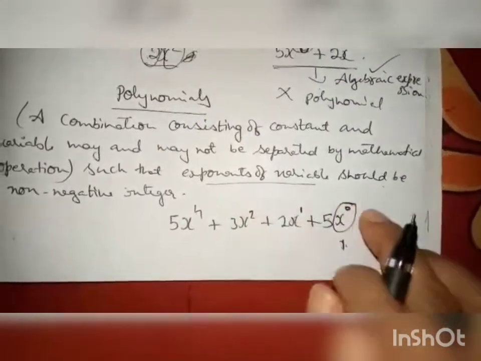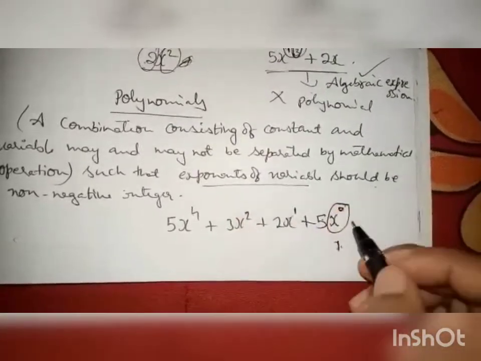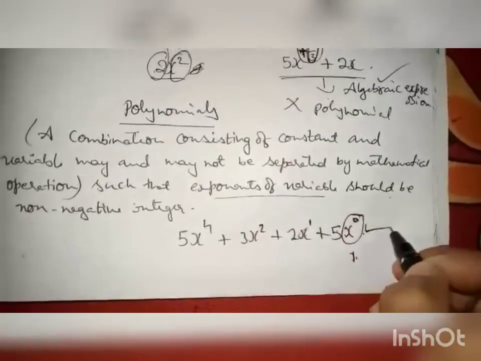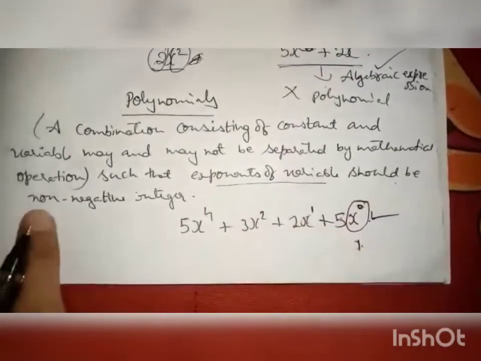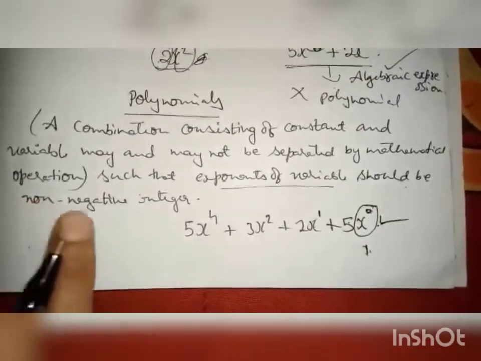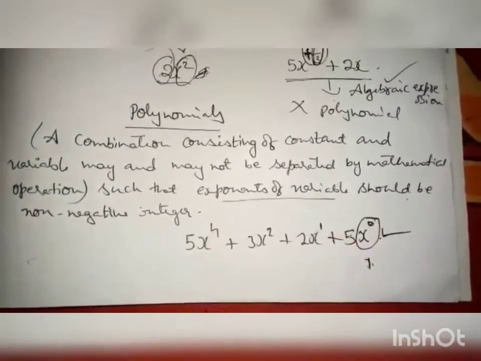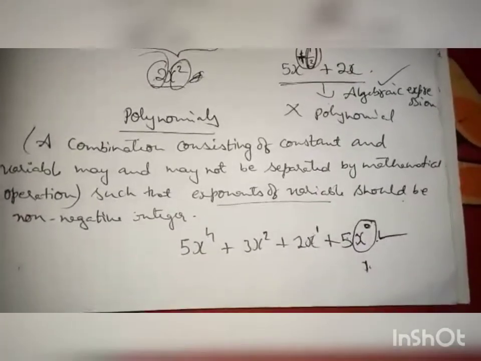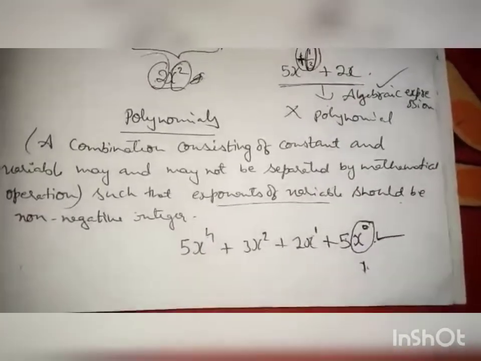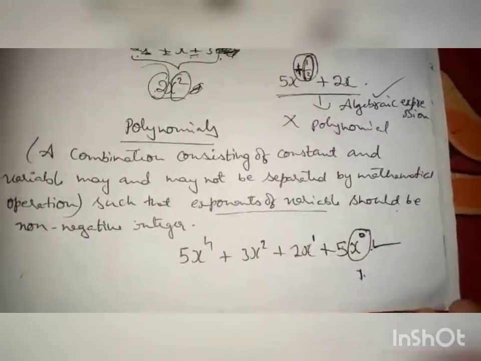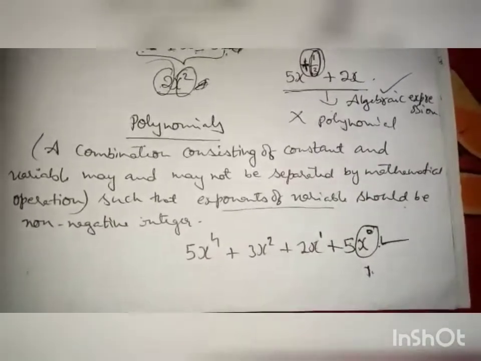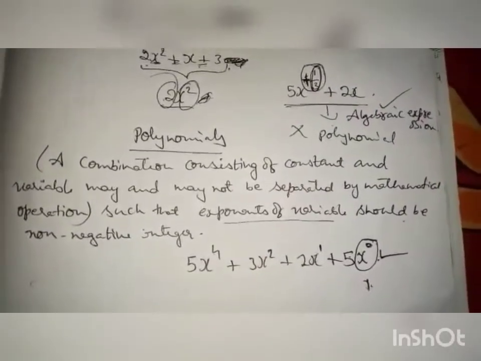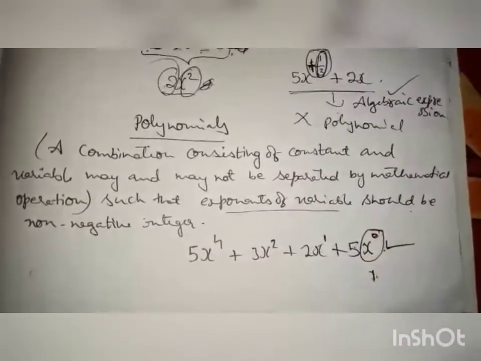You can ask, this is x power 0, ma'am, whether it is a polynomial or not. Yes, it is a polynomial, because you can have 0 also. What I said, non-negative integer, or you can say whole numbers. The power should be a positive integer or whole number. It should not contain negatives or fractions in the powers of the variables.